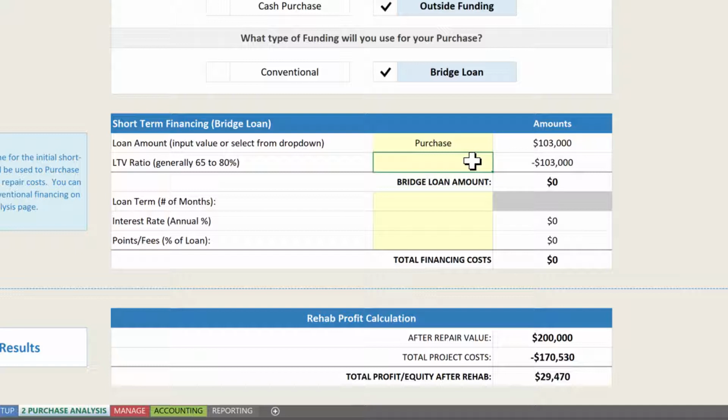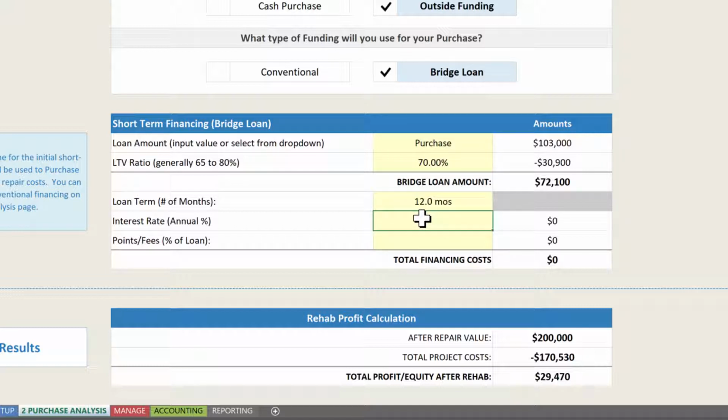Generally, lenders will lend at 65 to 80% of the purchase price, but this can vary widely depending on the lender, so make sure that you talk to your local lenders to determine their loan requirements. Next, set up the loan term, which is the number of months you will carry the short-term loan, which will likely be anywhere from 6 months up to 24 months.